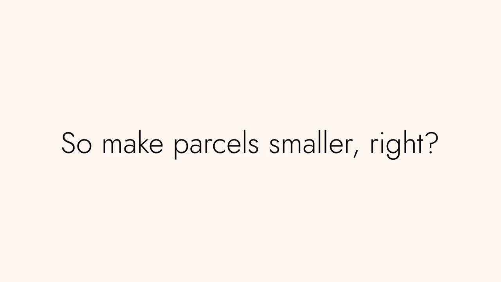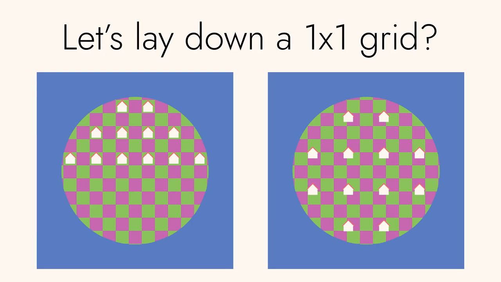Now, of course, you could say dividing in half, obviously, the problem here is that that's too big and you should have divided it into smaller pieces. So let's do it. Let's lay down a 1-by-1 grid. Okay, so on the left, we've got all these little houses and they all fit into their little squares, and each of those squares is 1-by-1.